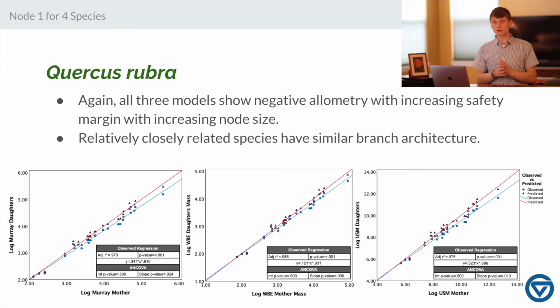And why this is important to our study is because Quercus rubra and Fagus grandifolia are relatively closely related species, and here they are behaving similarly, which I think is exactly what we'd biologically expect. We would expect related species to have similar branch architecture, and here that's happening. And I think that lends some credibility to photographic methods and to this type of study in general.